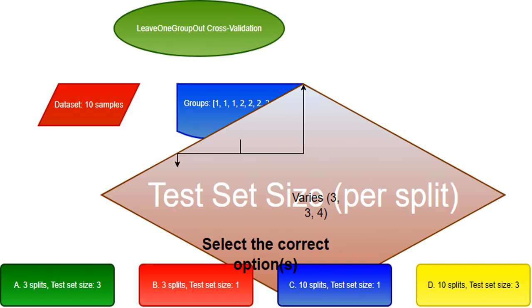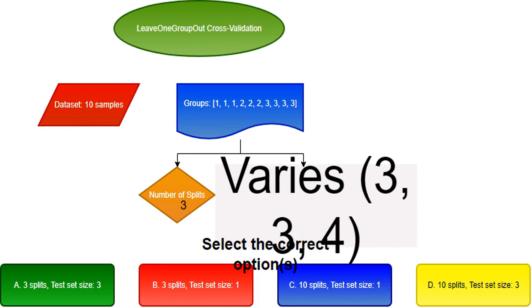This tells you how much data I am keeping aside for testing in each split. The size of my test sets will be different depending on the split. In the first split, I use the first 3 samples for testing. In the second split, I use the next 3. In the third split, I use the last 4 samples for testing.